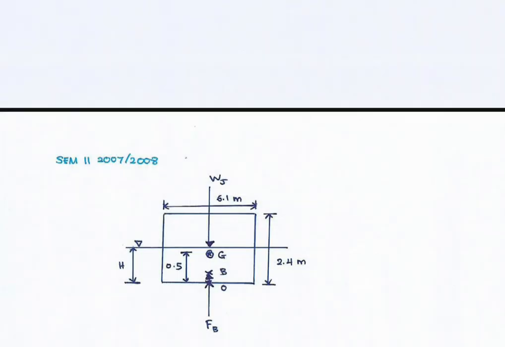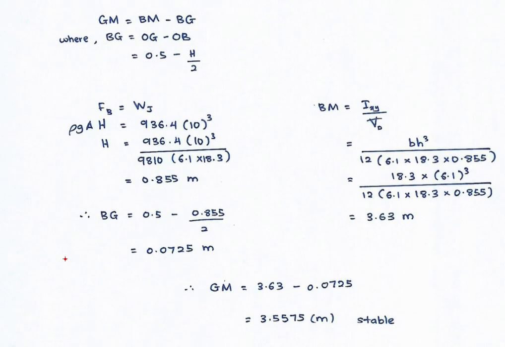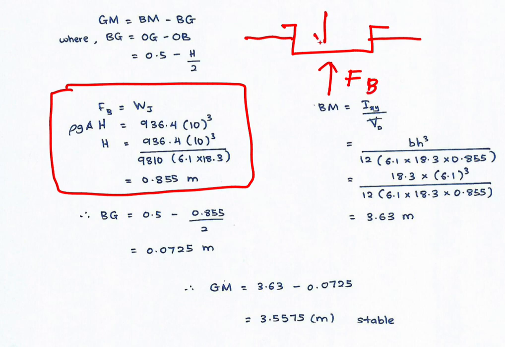However, we could calculate that. The calculation is like this. First, we could do the force equilibrium, because we have a barge here and water it is floating in. The force of buoyancy works upward like this, and the weight acts downward like this.